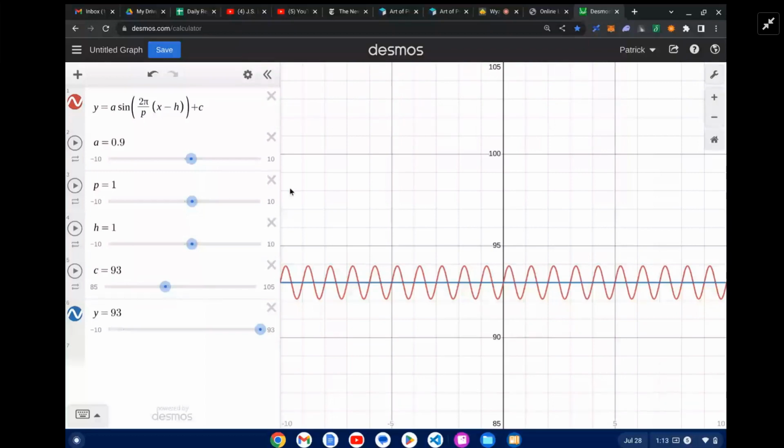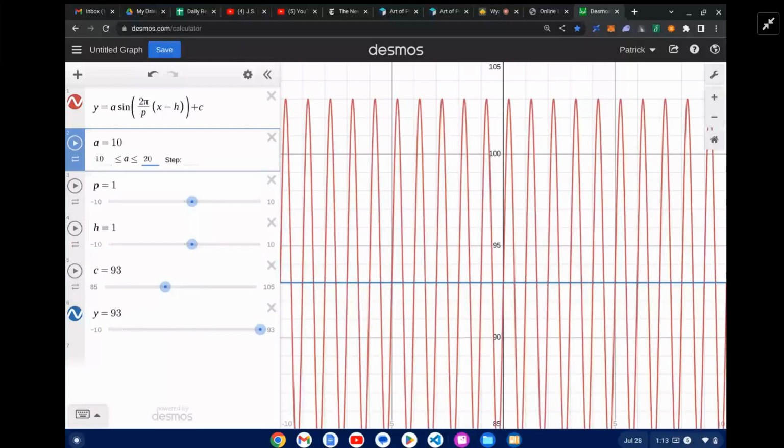Next, let's look at the amplitude. It says that the maximum is 17 above the average and the minimum is 17 below the average. That is the amplitude. The amplitude is the distance from the center to the max. Again, we're going to have to change our scale a bit here. Let's go from 10 to 20, and we'll set that to 17.